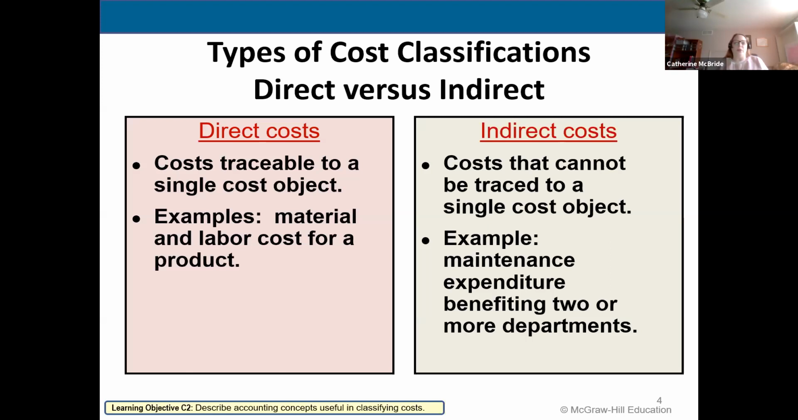So also notice fixed cost, variable cost, direct costs, indirect costs. They're not mutually exclusive categories. What I mean is a fixed cost can be direct or indirect. They're usually indirect, but a fixed cost can be direct or indirect. A variable cost can be direct or indirect. So just because it's fixed doesn't answer the question about whether it's direct or indirect.